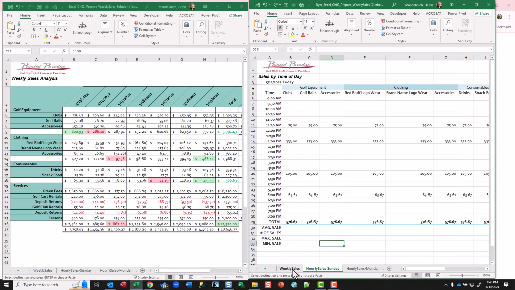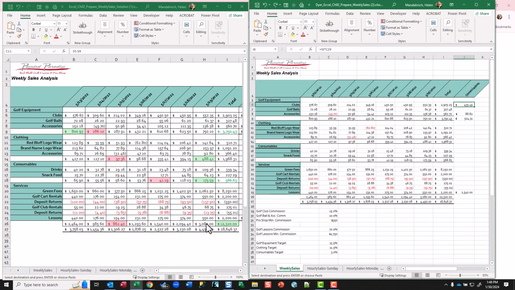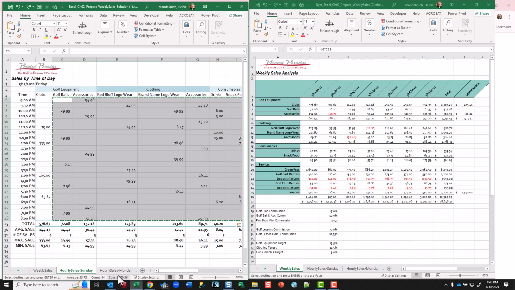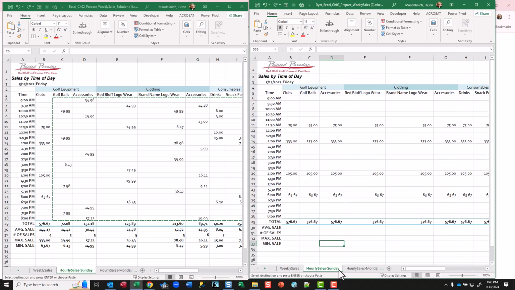If we start at weekly sales, you look like you're doing good. It doesn't look like you're done, but it looks like the numbers here are all good. So that's great. Then if we move to hourly sales Sunday, this is where it starts to break down. And the only thing I can think is that at some point you copied everything across.